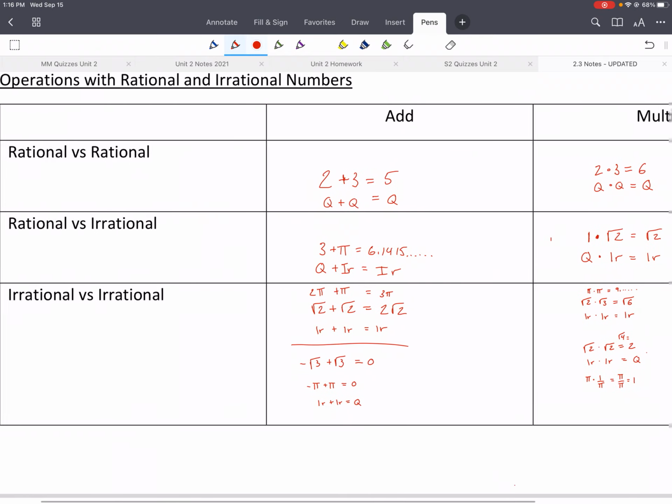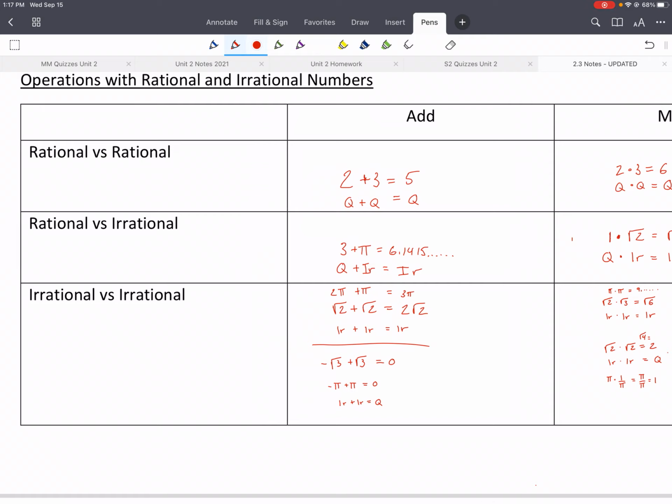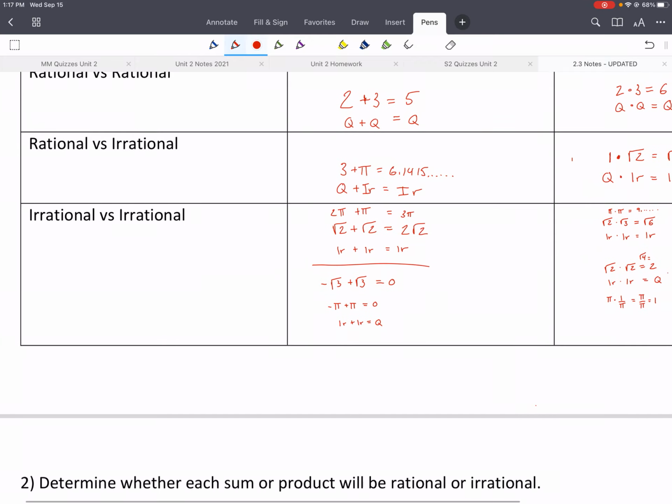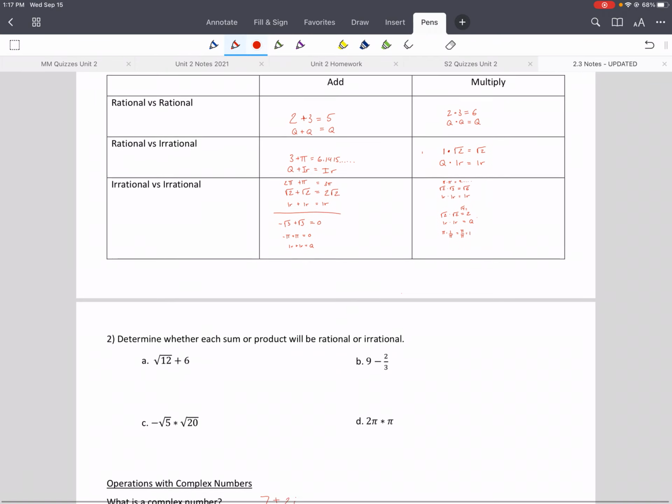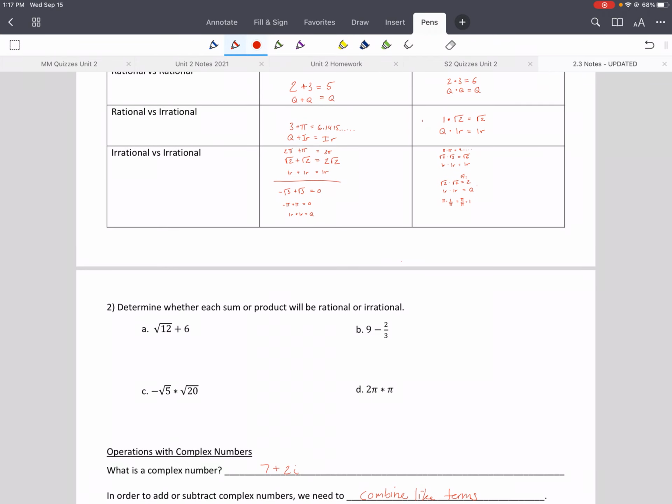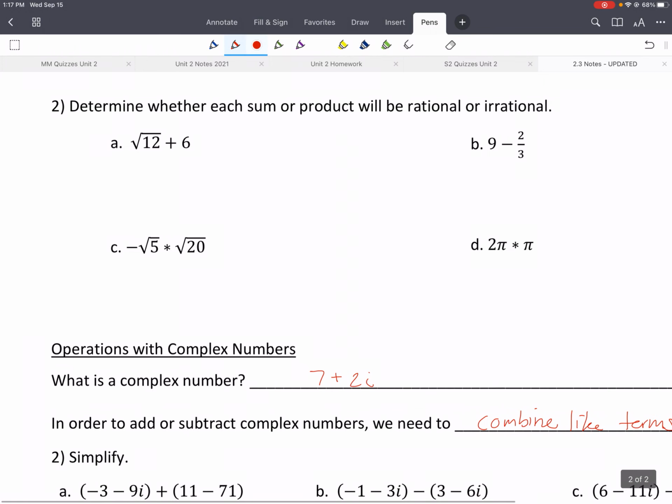Like, for example, I could ask you, what happens if you add a rational and an irrational? Or give me an example of when two irrationals end up giving us a rational answer, or something like that. That could be something you'd need to be prepared for. Okay? All right, and then here's just a couple examples.